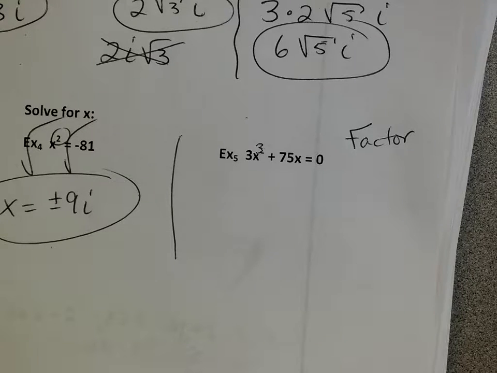So you bring it over, 3x cubed equals -75x. What would you do next? Divide by what? 3 or 3x? How about we divide by 3x, right? So then you get x squared equals -25, right? You agree? And then you'd get x equals plus or minus 5i, right?